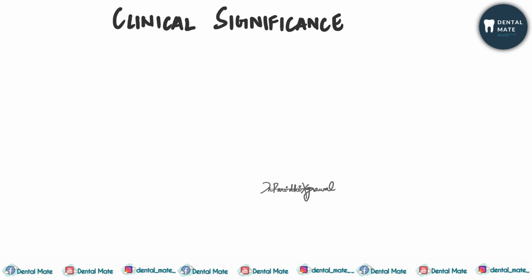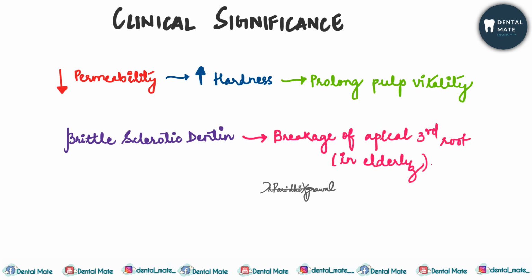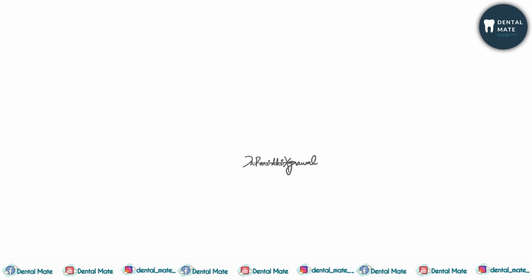Now, if we talk about its clinical significance, sclerosis reduces the permeability of dentine, so the hardness is increased. It helps to prolong the pulp vitality. Along with that, sometimes because of the sclerosis, the dentine becomes brittle, so it can lead to the breakage of the apical thirds of the roots of the elderly during tooth extraction because of the brittle nature of the sclerotic dentine.